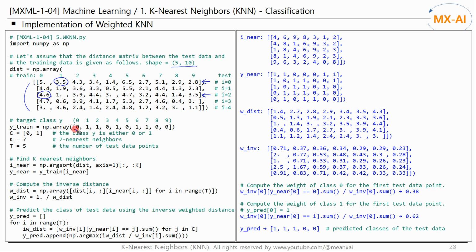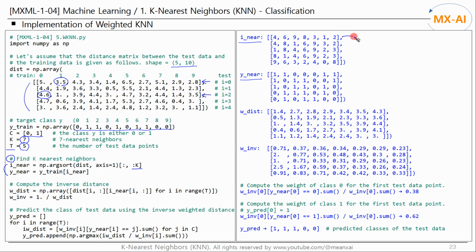And let's say the classes of this training data are as follows. The class Y is either 0 or 1. The value of K is set to 7. T is the number of test data points, which is 5. First, as we did in the first video of this series, we find the K nearest neighbors to the test data. I near and Y near are 5 by 7 matrices respectively as follows. These are the indices of the training data points that are close to the test data.